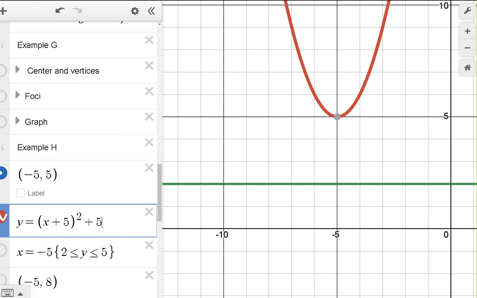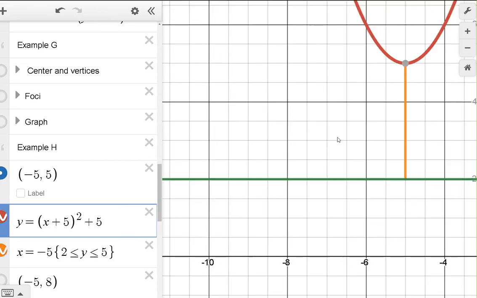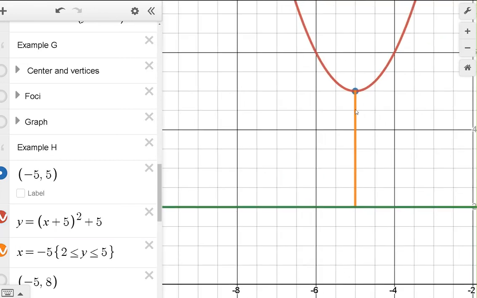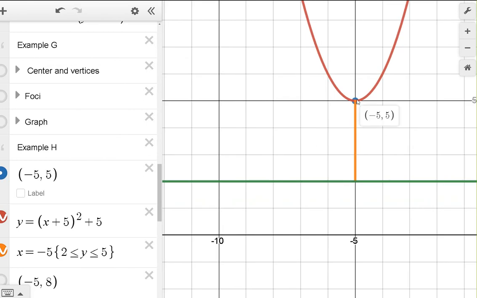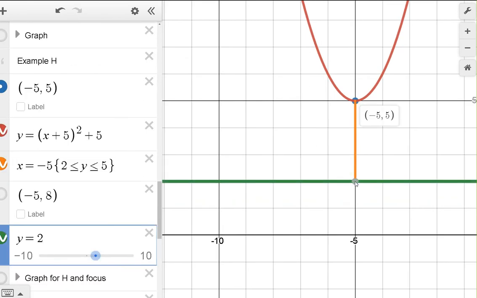Can you tell me what p must be? Yeah, 3. Gotta vote for 3. How does she get 3? Oh, the distance. It's just this distance right here, right? The distance of this orange line. That's the distance between -5, 5 and -5, 2. It's the distance between those two points. It's just 3. That's your p.